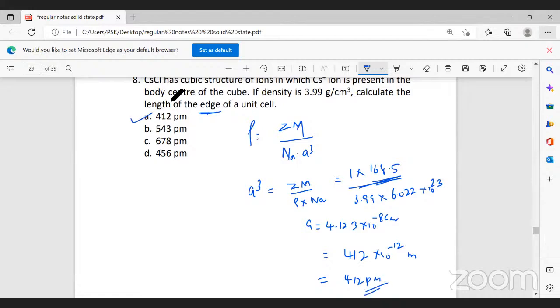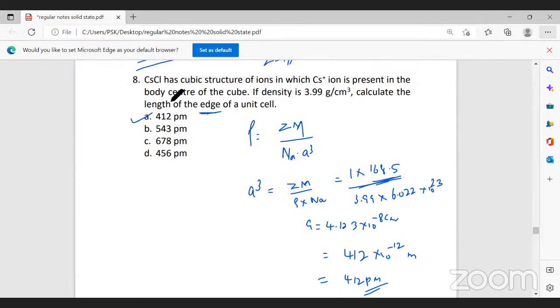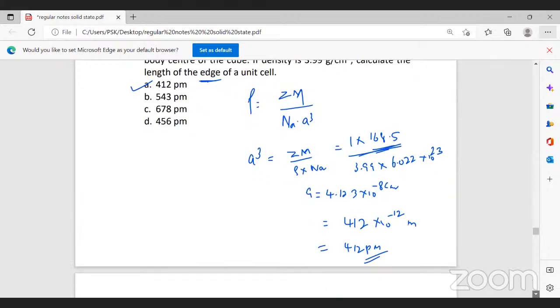Did you follow this answer? Yes, sir. Follow the working. Work out the mathematics part of it. The mathematics part of it should be right. All right. Let us see the next problem.